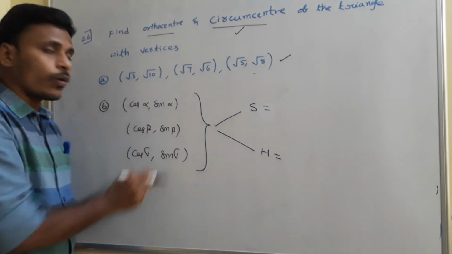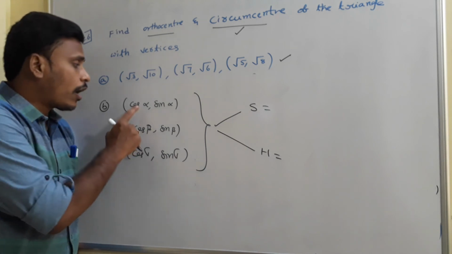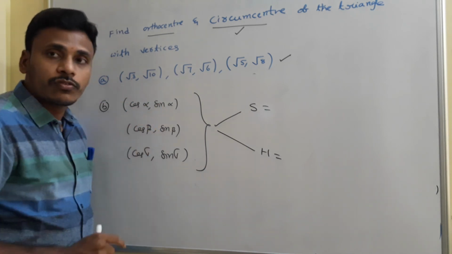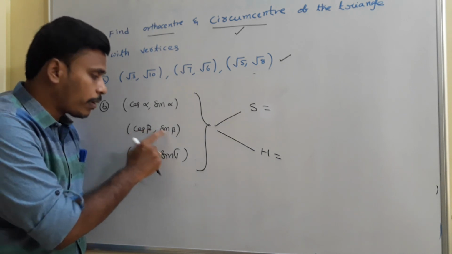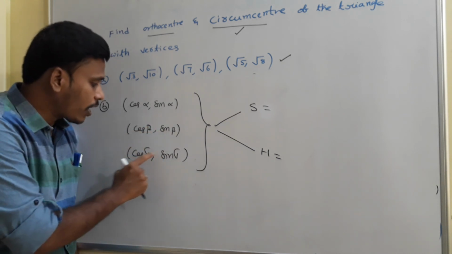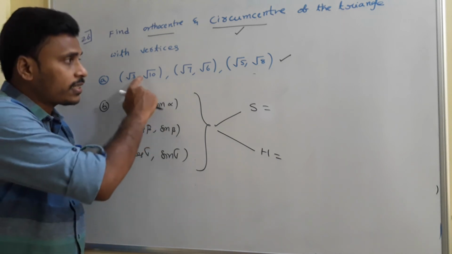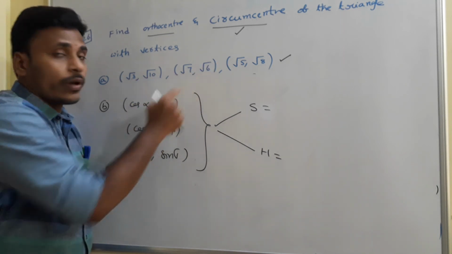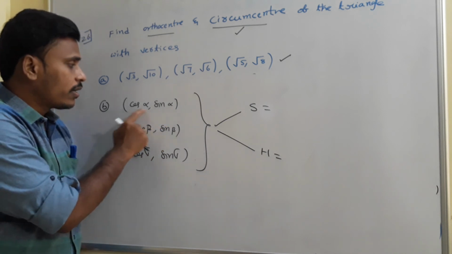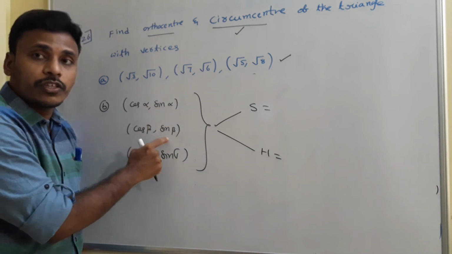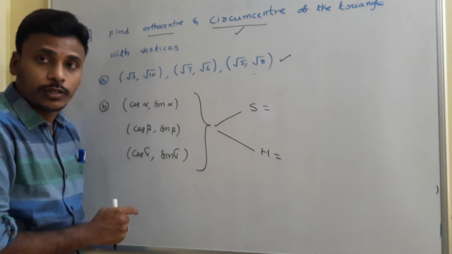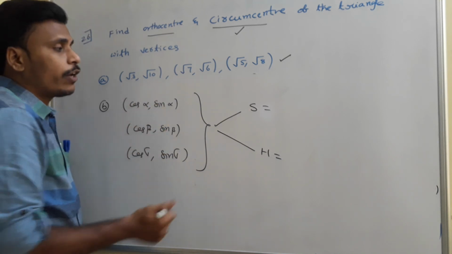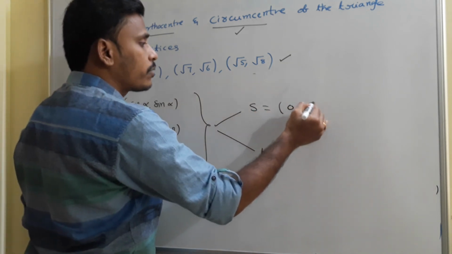Again, for these vertices, as we know, cos square theta plus sin square theta is 1. So cos square alpha plus sin square alpha is 1, cos square beta plus sin square beta is 1, cos square gamma plus sin square gamma is 1. In the same way, the sum of each pair of squares is 1. Again, if these are the vertices of a triangle, when you observe, you will get that the circumcenter is (0, 0).